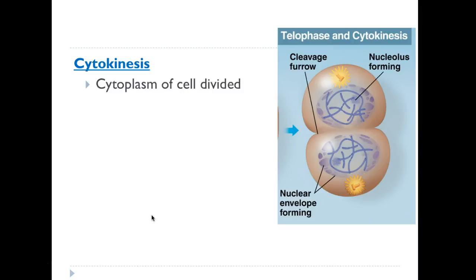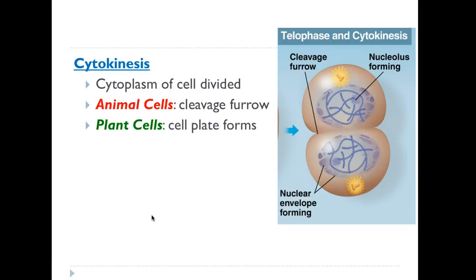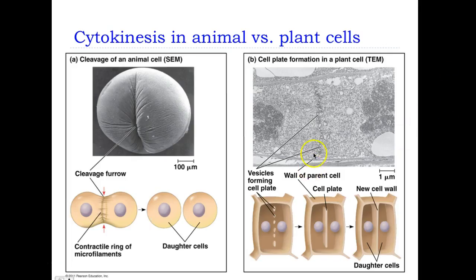Cytokinesis is the cytoplasm of the cell divided, so division of the cytoplasm. In the animal cell, you form that cleavage furrow, which is evident in the picture there. In a plant cell, you get the formation of the cell plate. What happens in the plant cell is that a bunch of vesicles line up and deposit the materials to lay down a new cell wall. So here you have the cleavage furrow. Here you can see those vesicles lining up to form a new cell wall.